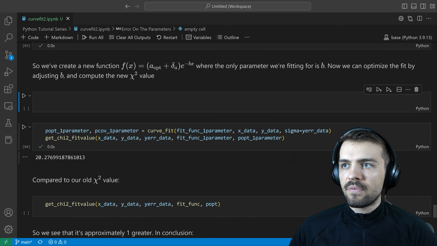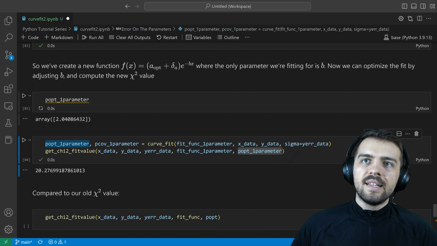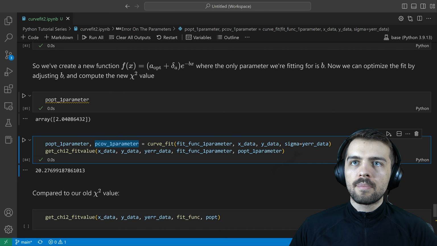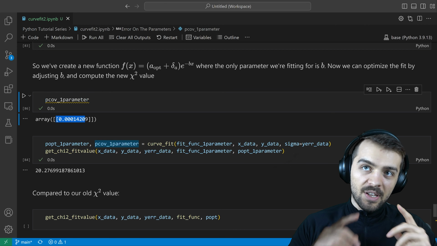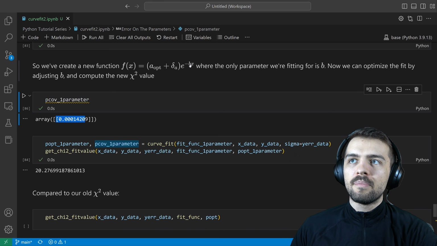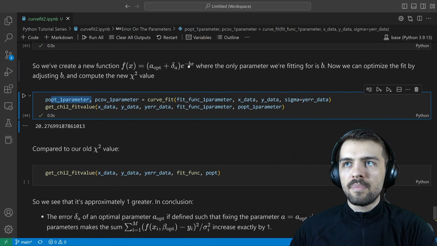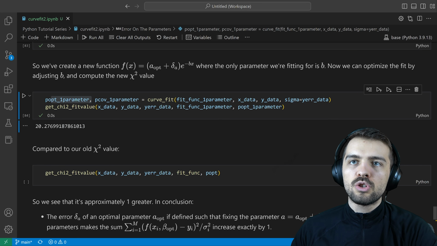But let's look at p optimal one parameter. This gives me my optimal value for b when A is set like this. And my covariance with one parameter is no longer a matrix, it's just one value. This gives me the error, of course. If I take the square root of this, I get the error on b for this fit. But don't worry about what that means. This is the optimal parameter for b if A is fixed like this. And I compute my chi-squared value, I get 20.27.